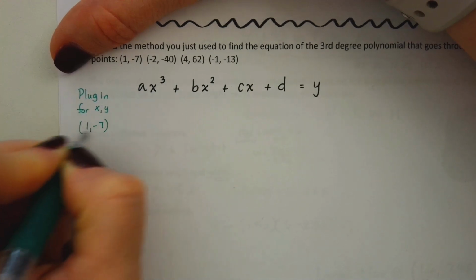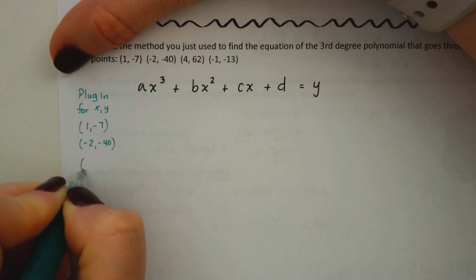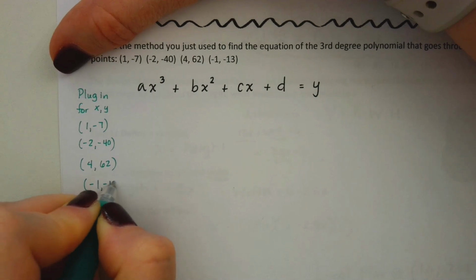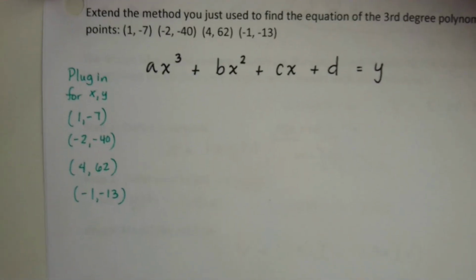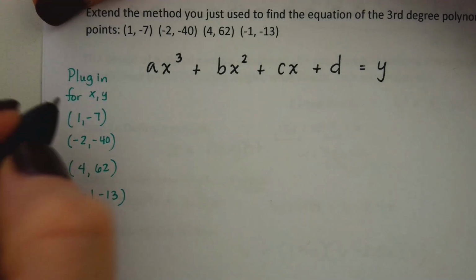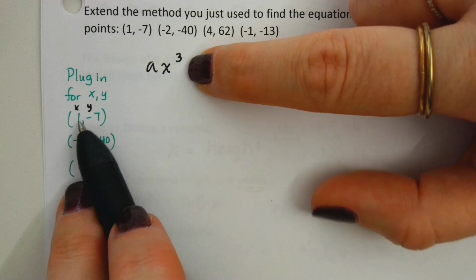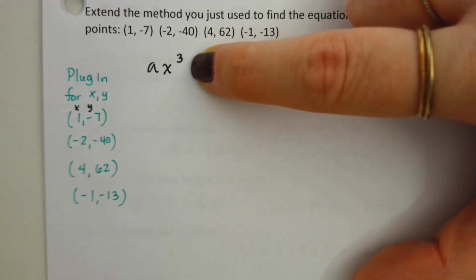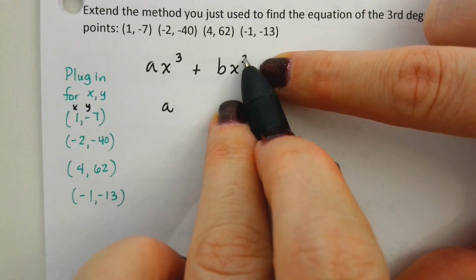The points are 1, -7, -2, -40, 4, 62, and -1, -13. Again, we're plugging in for the x and the y. We're not plugging in for the a, the b, the c, or the d. Starting with the first one, taking that 1 and plugging it in. 1 to the third power would be 1. 1 times a is still a. And then we'll have 1 squared times b.